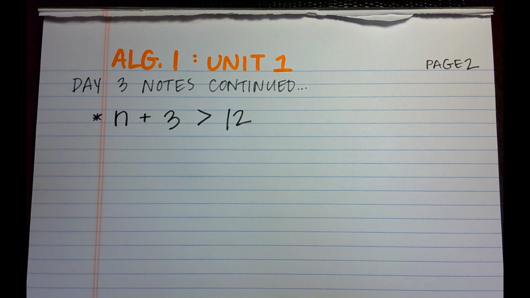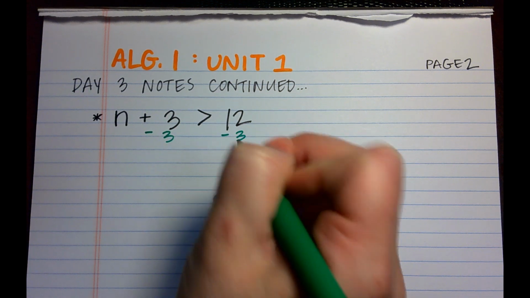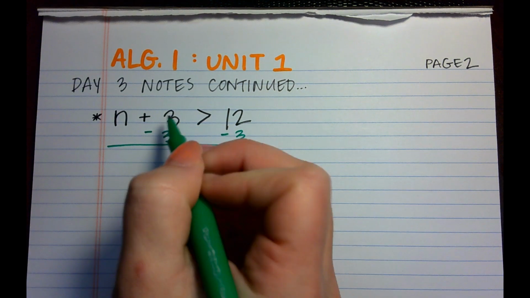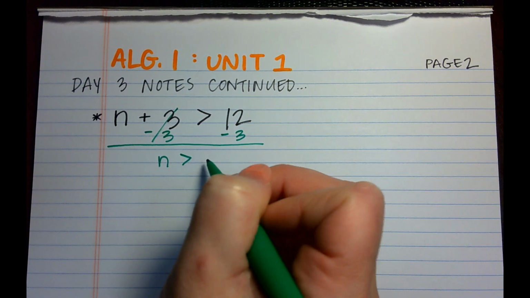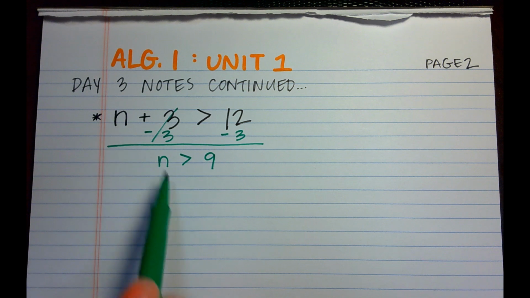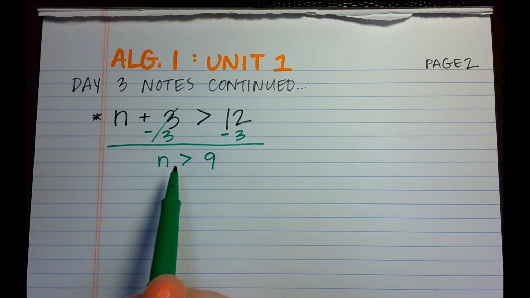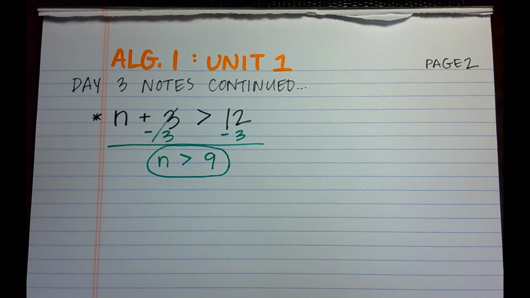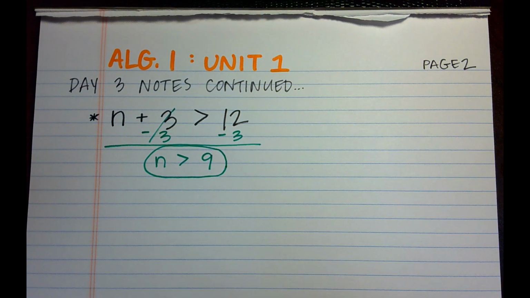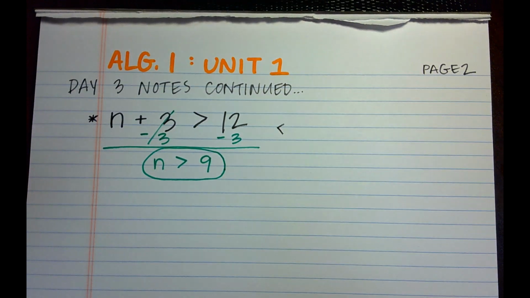So, how would I solve this? You subtract 3. Good, let's subtract 3, and then we're done. 12. Simple one-step equation. So what is 12 minus 3? 9. So we bring down our n, we bring down, instead of an equal, a greater than sign, 9. n is greater than 9. Okay, so now we have solved our first inequality. Not so bad. Let's graph it.